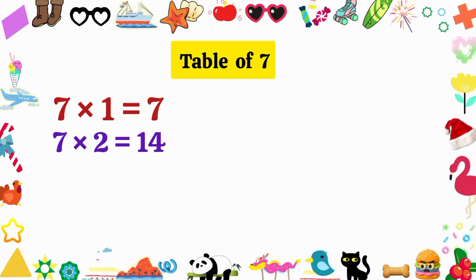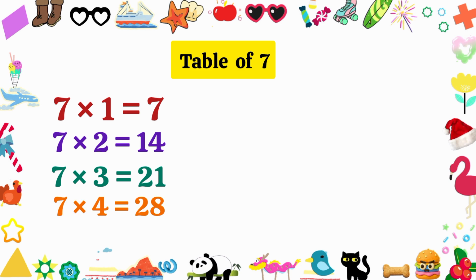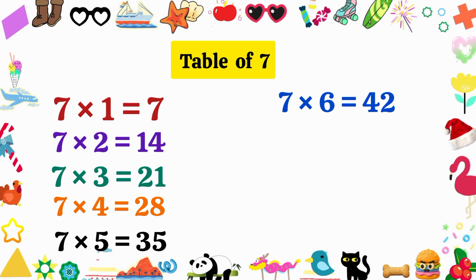7 twos are 14. 7 times 3 equals 21. 7 threes are 21. 7 times 4 equals 28. 7 fours are 28. 7 times 5 equals 35. 7 fives are 35. 7 times 6 equals 42.